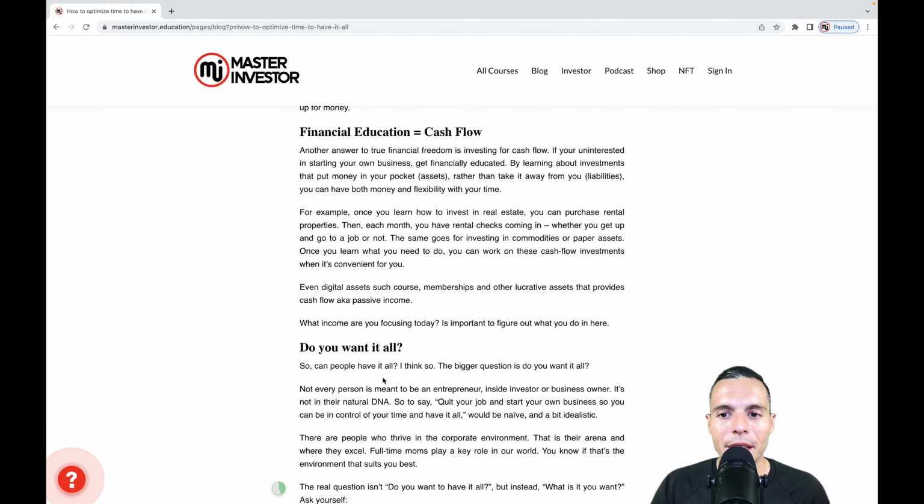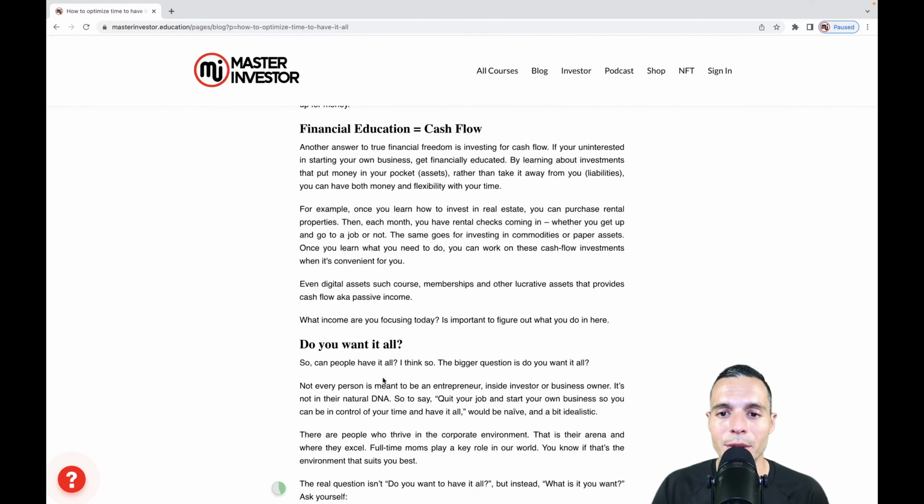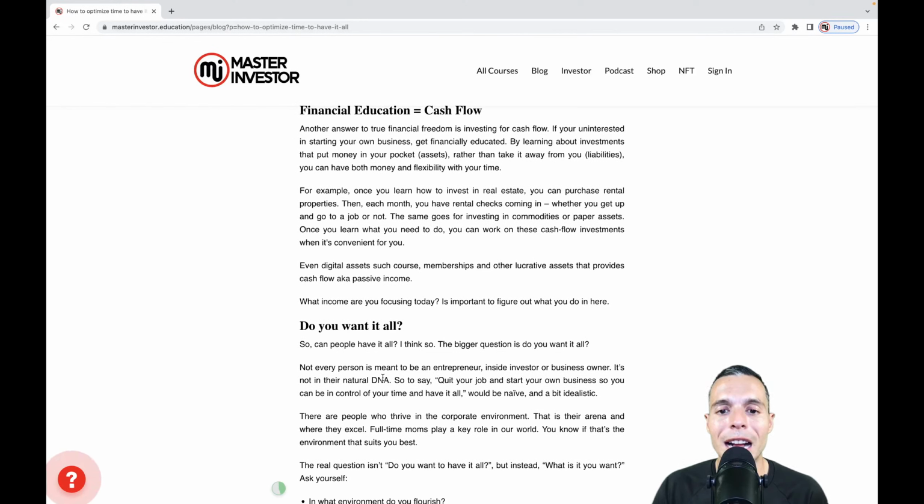So if you're interested in starting your own business, get financially educated. By learning about investments that put money in your pocket, assets that provide passive income, rather than take it away like liabilities, you can have both money and flexibility with your time. For example, once you learn how to invest in real estate, you can purchase rental properties. Then each month you have rental checks coming in, whether you get up and go to a job or not.